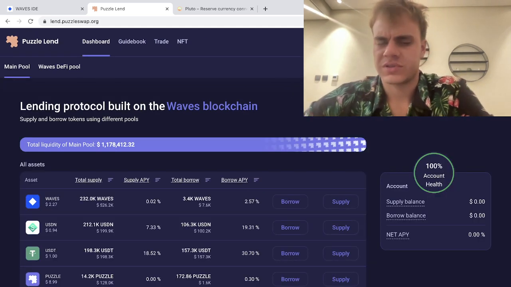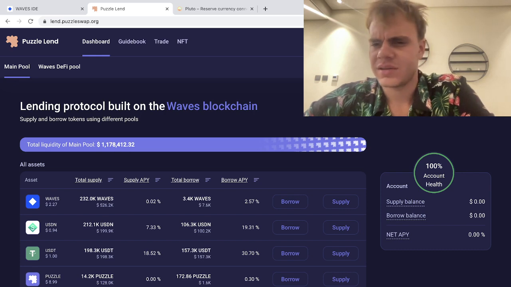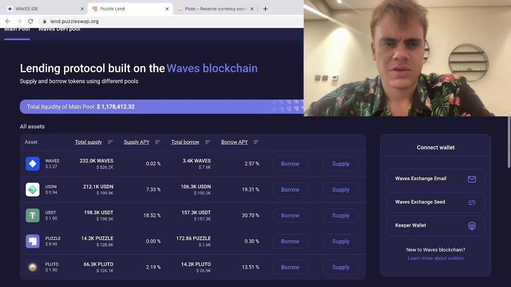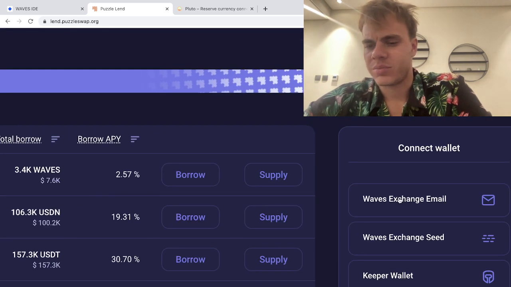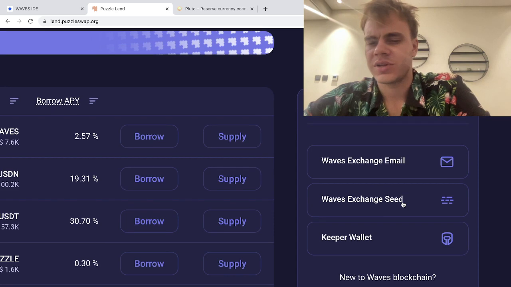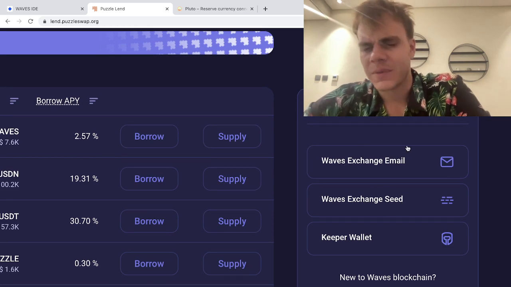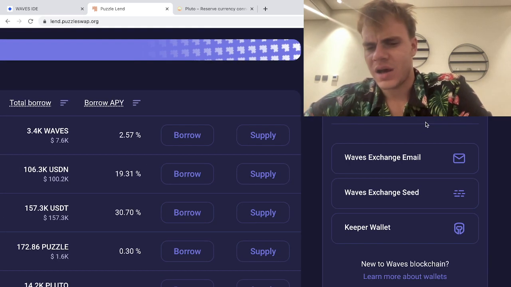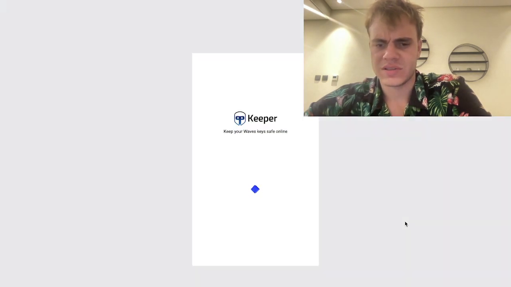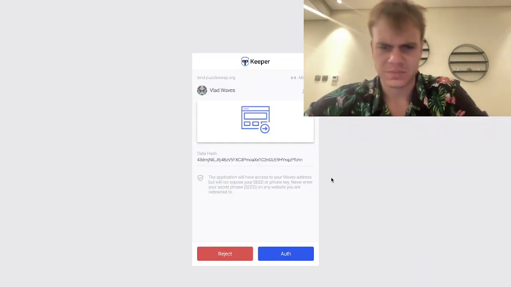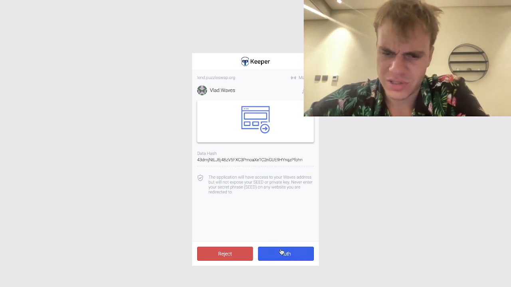So when you first open this website, it looks like this. Your wallet is not connected and you have three different options. The simplest one is the email option. If you're a new user, you can just create your account using email. As an advanced user, I use a Keeper wallet, which is pretty simple to use. It's a browser extension, so you just authorize with this extension.